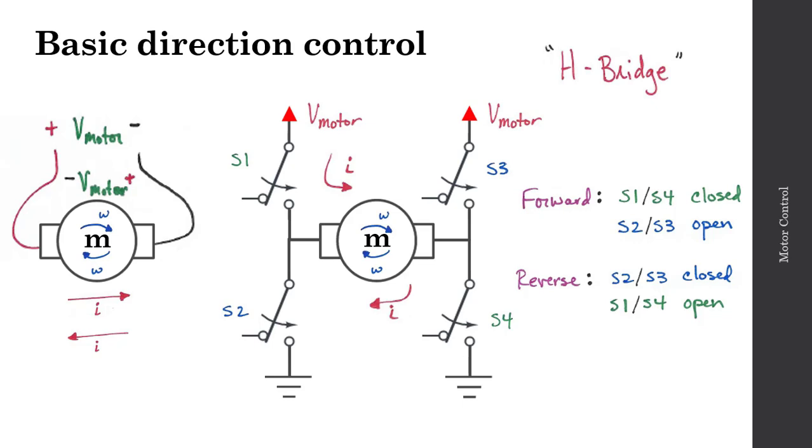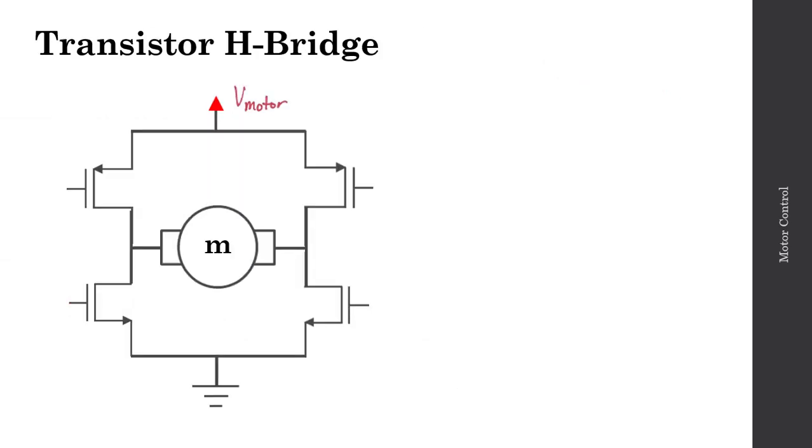An H-bridge is typically what's used to control a motor because not only does it allow us to control the direction of the motor, if we replace the switches with transistors, we can also control the speed of the motor. Here's an H-bridge circuit using MOSFETs instead of mechanical switches. The bottom half of this H-bridge circuit has two NMOS transistors.